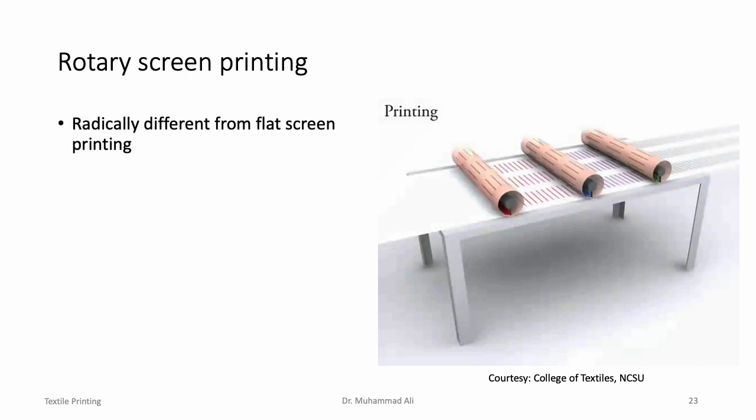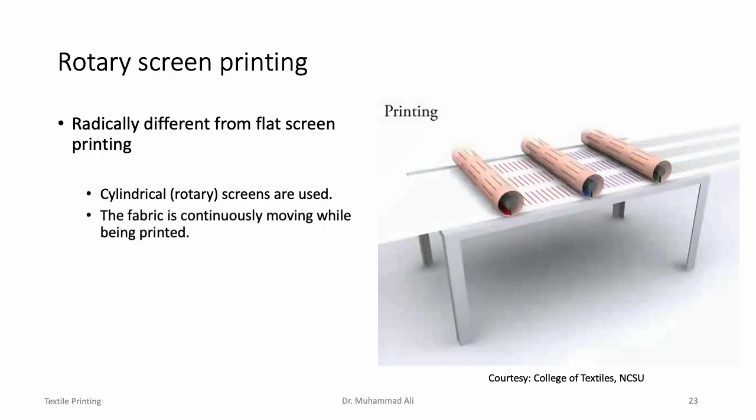So rotary screen printing is radically different from flat screen printing of any type, and that's primarily because the screens that are used are cylindrical here, and hence the name of the process. The other major difference between rotary screen printing and any type of flat screen printing process is that in case of rotary screen printing, the fabric is continuously moving while it is being printed.